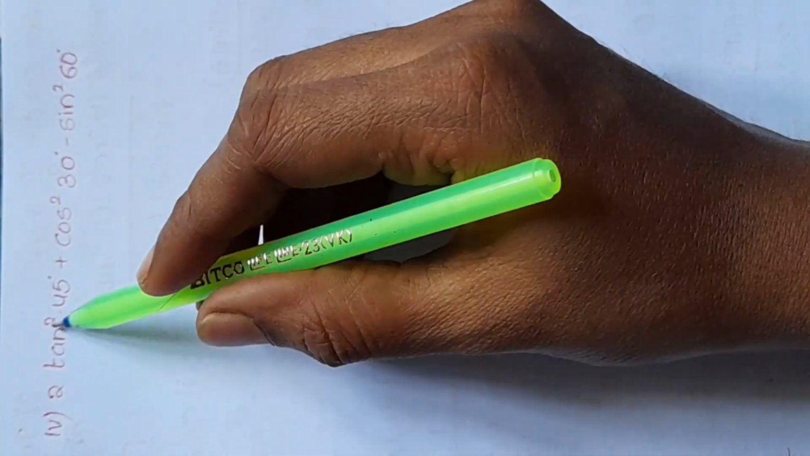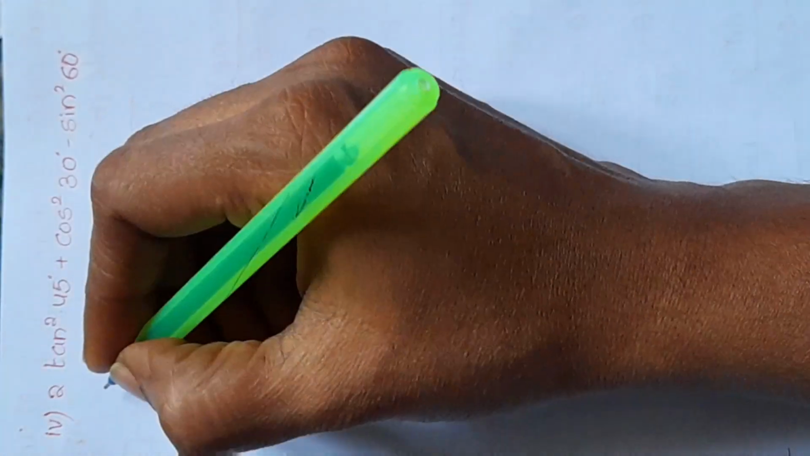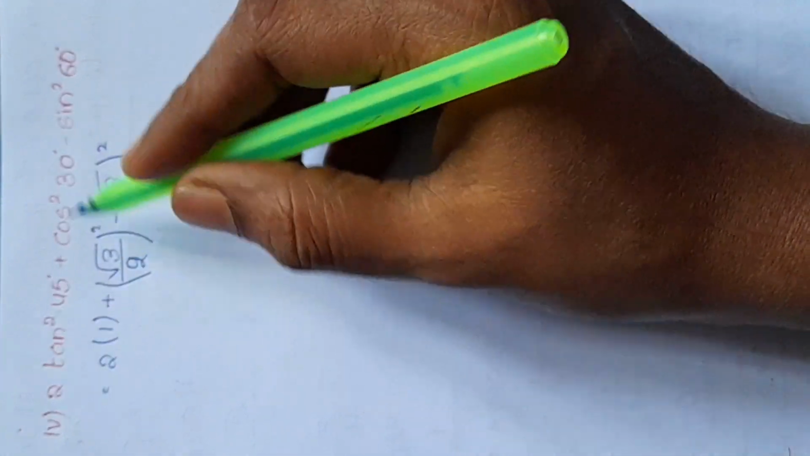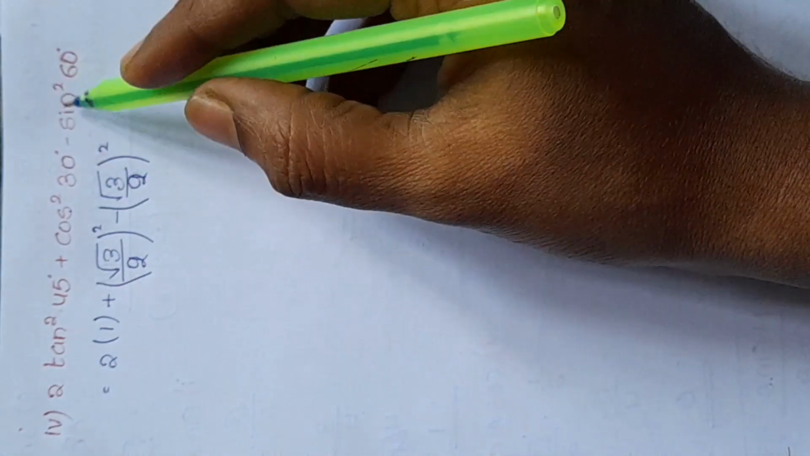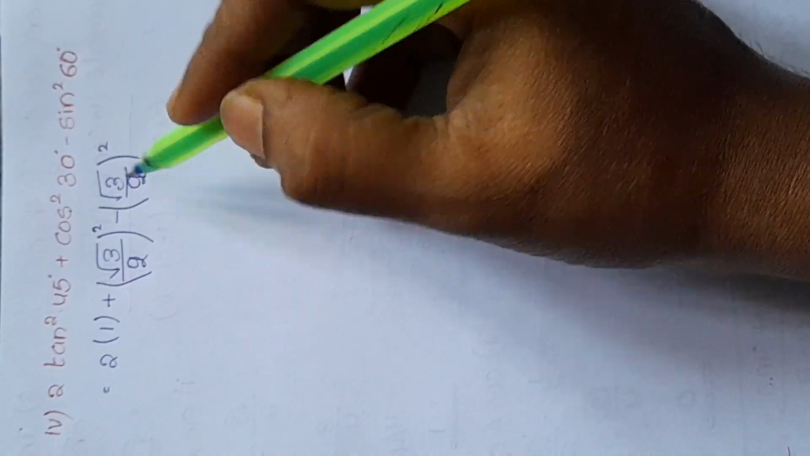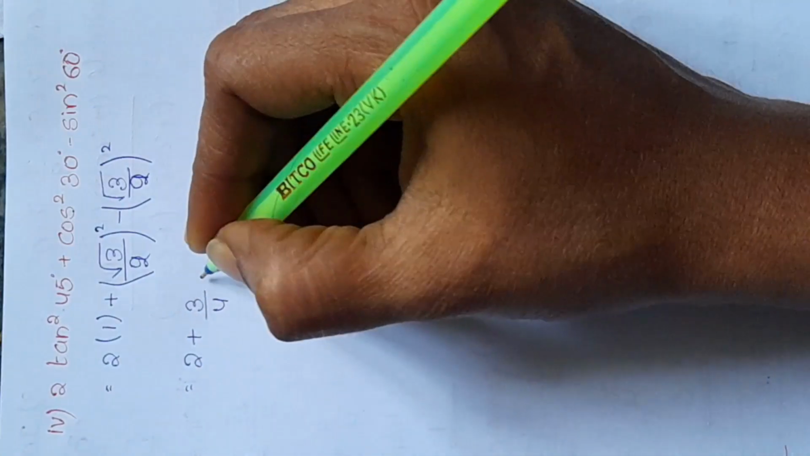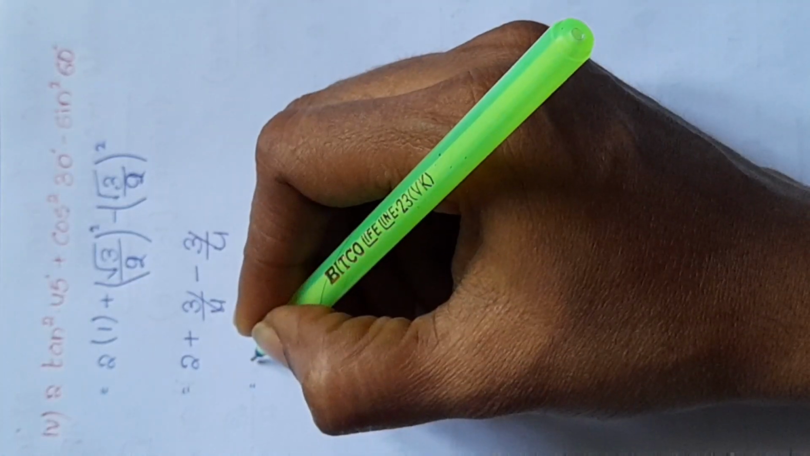Now fourth one is 2 tan square 45 degrees plus cos square 30 degrees minus sin square 60 degrees. 2 into tan 45 is 1 plus cos 30 is root 3 by 2. Here given as cos square 30 degrees. So root 3 by 2 whole square minus sin square 60 degrees is root 3 by 2 whole square. This is 2 plus 3 by 4 minus 3 by 4. 3 by 4 and 3 by 4 gets cancelled. The answer is 2.